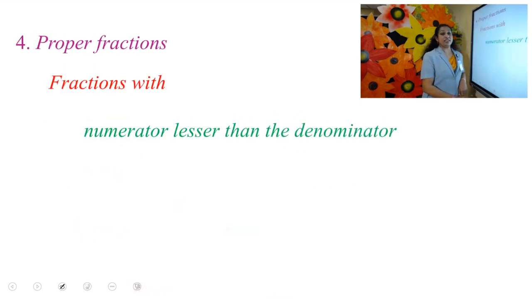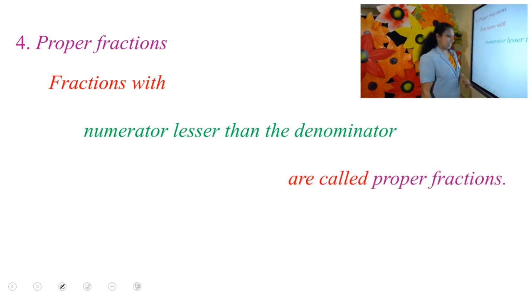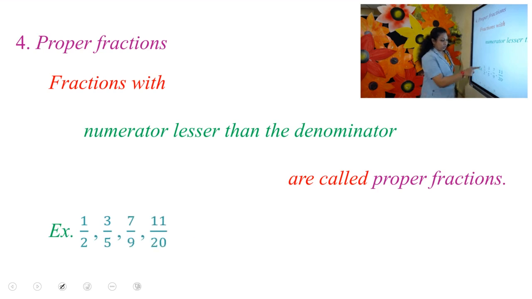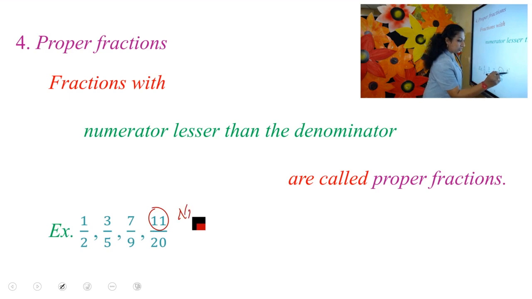Next, fourth type of fraction is proper fraction. Proper fraction means here the numerator is less than the denominator. Fractions with numerator less than the denominator are called proper fractions. Look at the example. We know the digit above the bar is the numerator. So look at these fractions. All the numerators are smaller than the denominator.